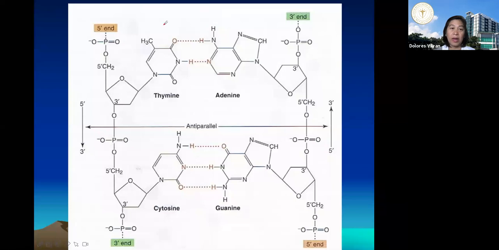What do you mean by anti-parallel? One strand runs from 5' to 3' end, while the other strand is from 3' to 5' end. So they run in opposite direction. So this is the sugar phosphate backbone on the outside. And on the inside of a double-stranded DNA, you have the hydrophobic rings, paired adenine-thymine and cytosine-guanine. They are attached by hydrogen bonding. So if you hydrolyze the hydrogen bonds, the double-stranded DNA becomes single-stranded.